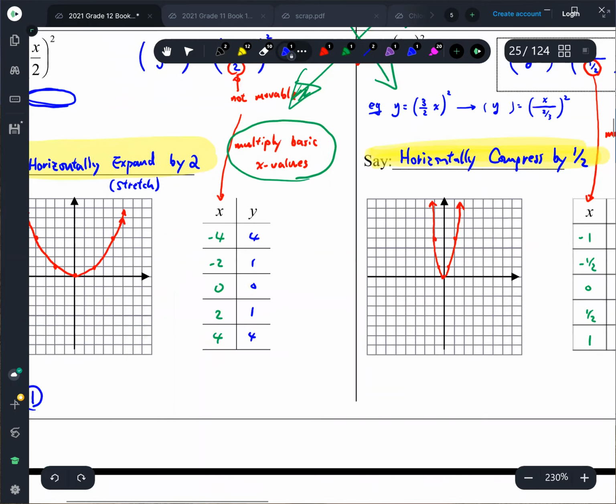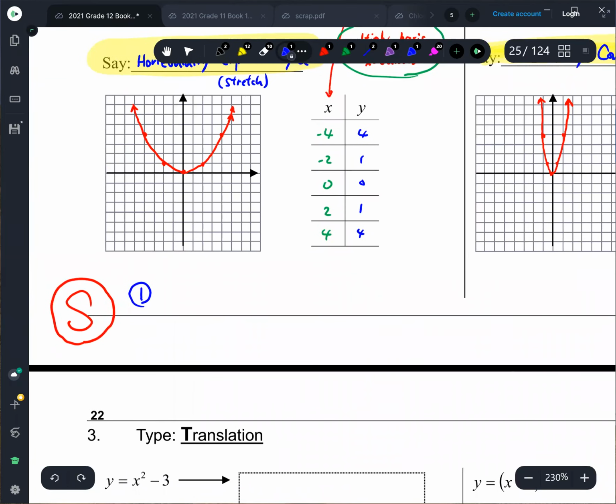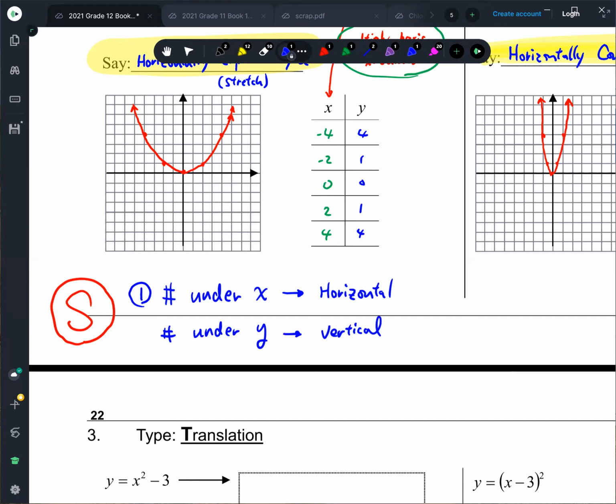So you should look at the number that's under, right? If you see a number under the x, that means you have a horizontal. If you see a number after you move it over and it's under the y, then you know it's vertical. Okay, x is horizontal, y is vertical. Just like the way the axes are, right? So very straightforward.